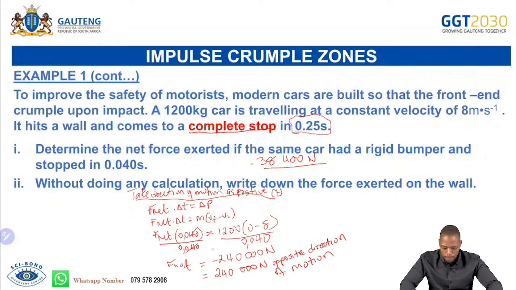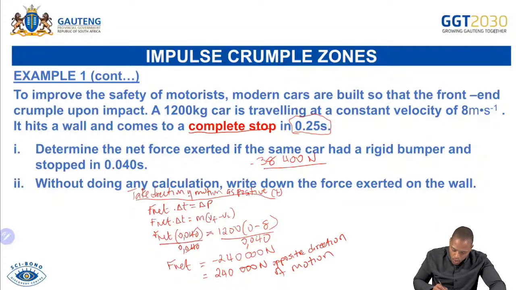Now let's look at it. First question before we continue: does it make sense in terms of the direction? Yes, it makes sense that if the car was moving in the direction of motion, and we took that direction as positive, then the force experienced by the car should be in the negative direction as it crashes. But now we have to compare. We are trying to find out, is it true mathematically that it is safer to be involved in a crash where a car has a crumple zone, or a crash where a car has a rigid bumper?